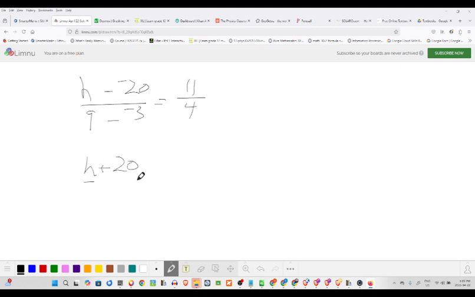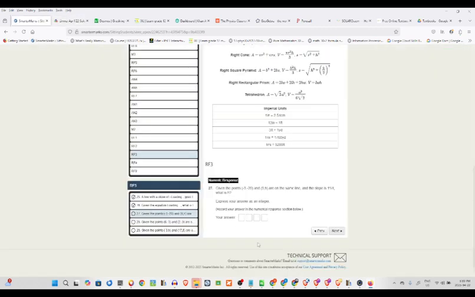So h plus 20 over 9 plus 3, which is 12, is 11 over 4. We multiply both sides by 12. It cancels on the left. 12 over 4 becomes 3, so we get a 33 when we simplify on the right. So h is 13.